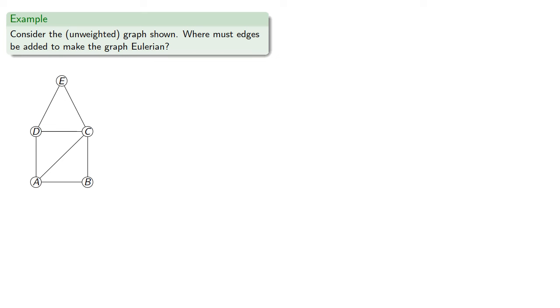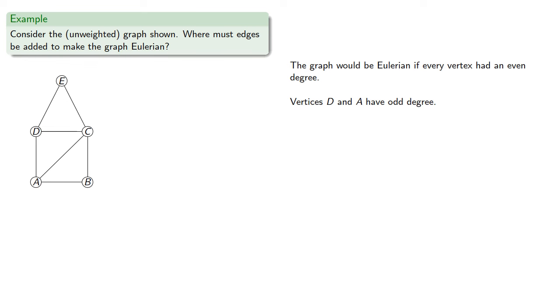So if we have a graph like this, let's make it Eulerian. The graph would be Eulerian if every vertex had an even degree, but we notice that vertices D and A have odd degree. So if we duplicate the existing edge between them, the degrees of both will become even.